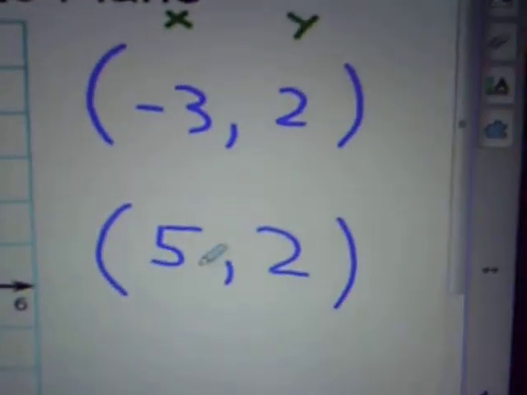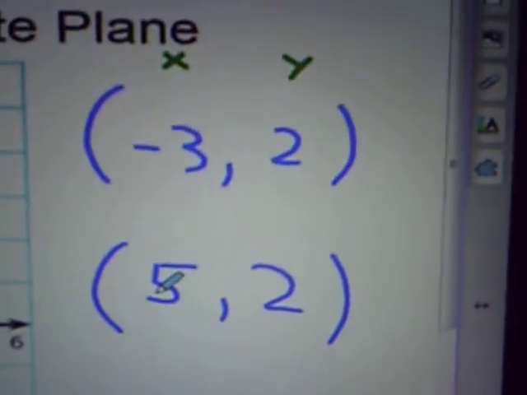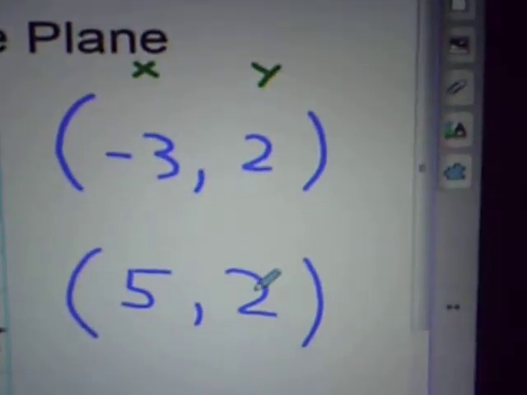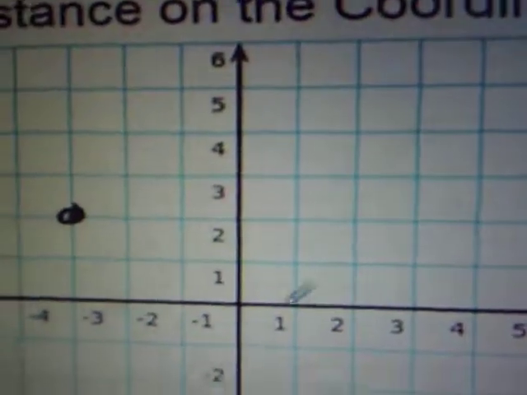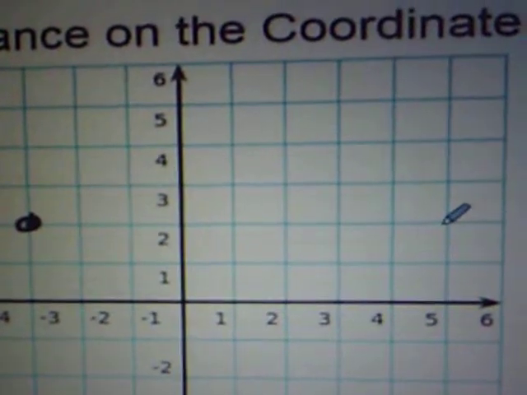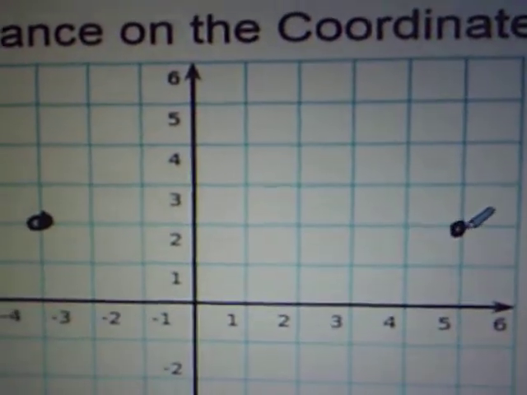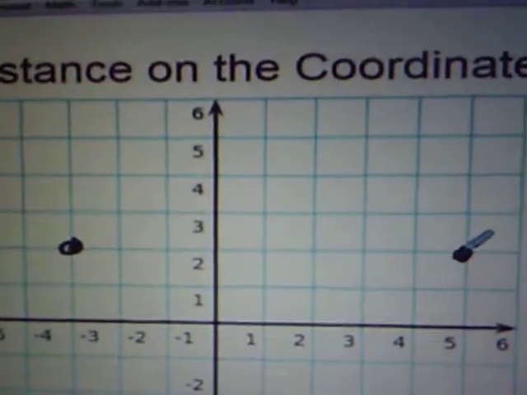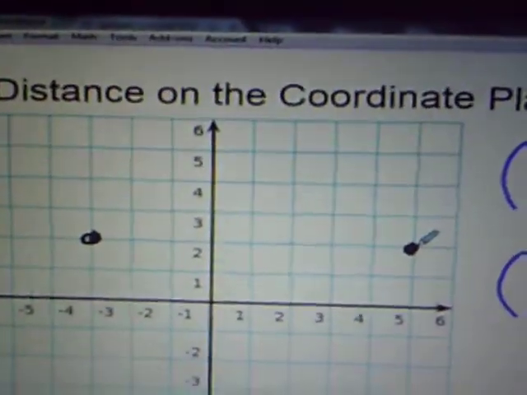The second point is 5 on the x, the side to side, and then 2 on the y. Start at 0, 5 on the x, +2 on the y. So here are our 2 points. How do we find the distance between them?